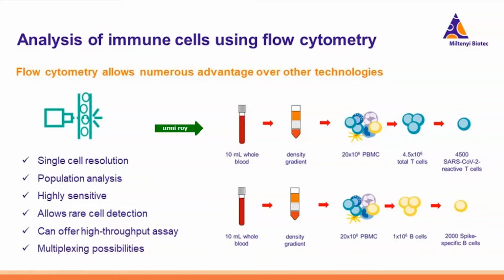It has been shown that if you start to work with 10 ml whole blood, at the end you will be able to detect only around 4,500 SARS-CoV-2 reactive T cells, and it's also similar in the case of B cells. So when the cellular components are so rare in the sample, it's very important that you have a sensitive tool like flow cytometry. Of course, flow also allows you to transfer your assay into a high throughput setup, and you can also perform multiple parameters by multiplexing and so on.